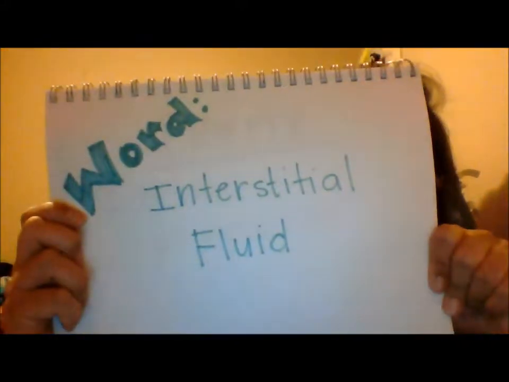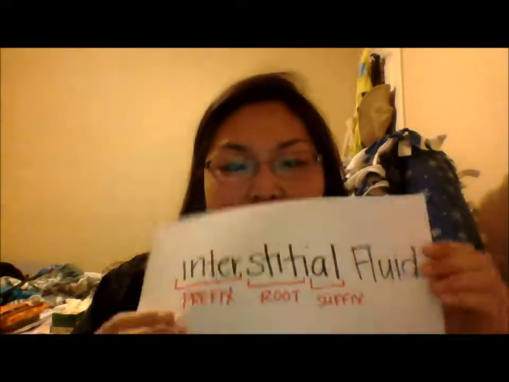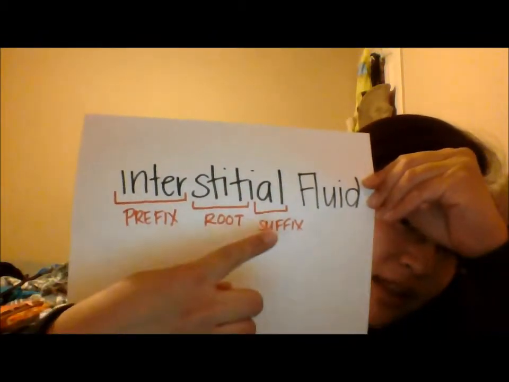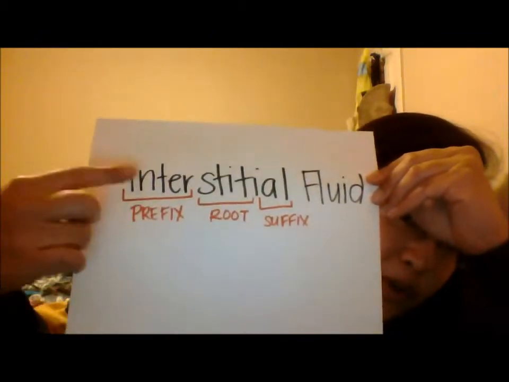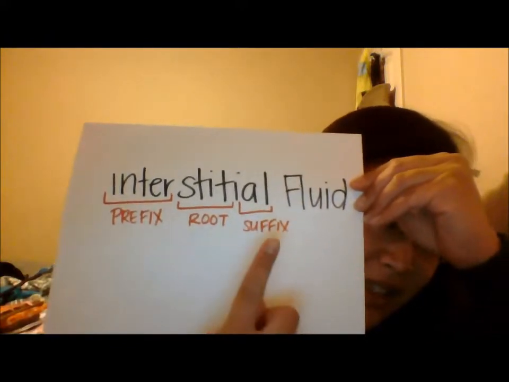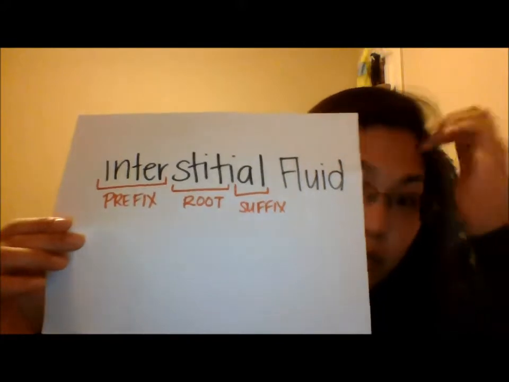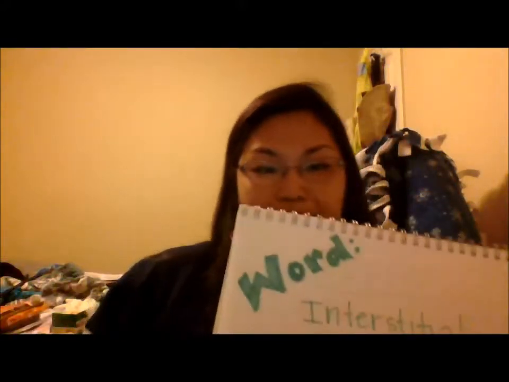So the word that I got for the discussion part A is interstitial fluid. So just to show my little breakdown of the word, we have the prefix, the root, the suffix, and then this word forms an adjective to describe the type of fluid it is. And I'll go ahead and just break down each word part a little bit more and explain it.